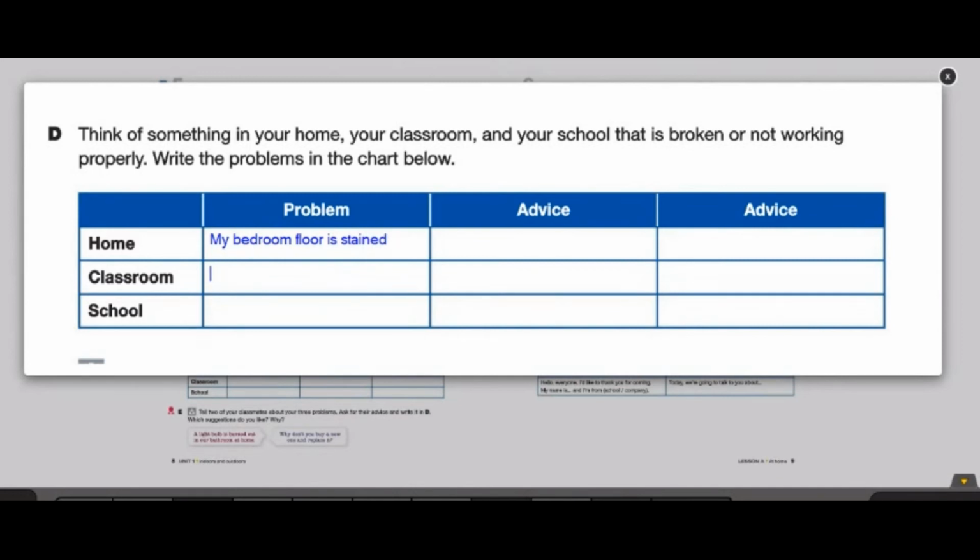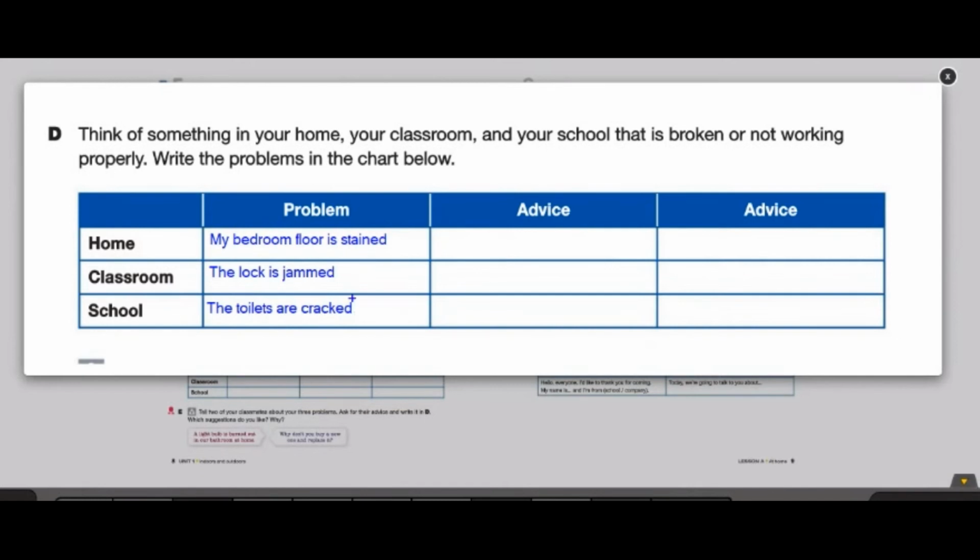Classroom, oh, you haven't been to your classroom for a long time, but remember the last time you saw your classroom, what problem did it have? For example, in your classroom, the lock is jammed. And in your school, remember your school? It could be your school or your university. Maybe you can say, the toilets are cracked, for example. Yes, simple.